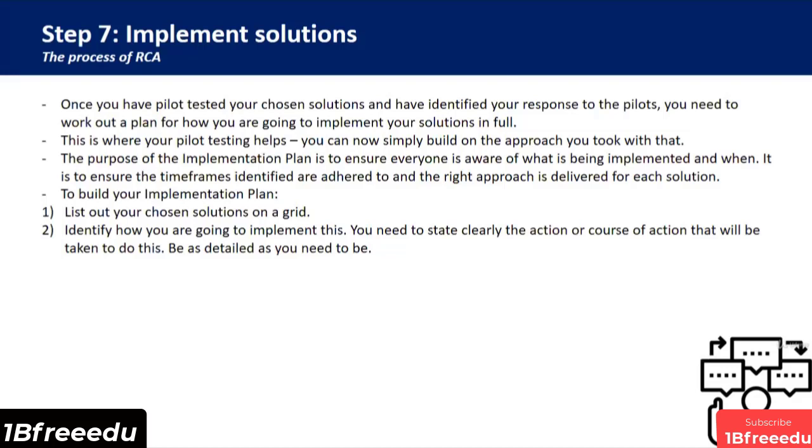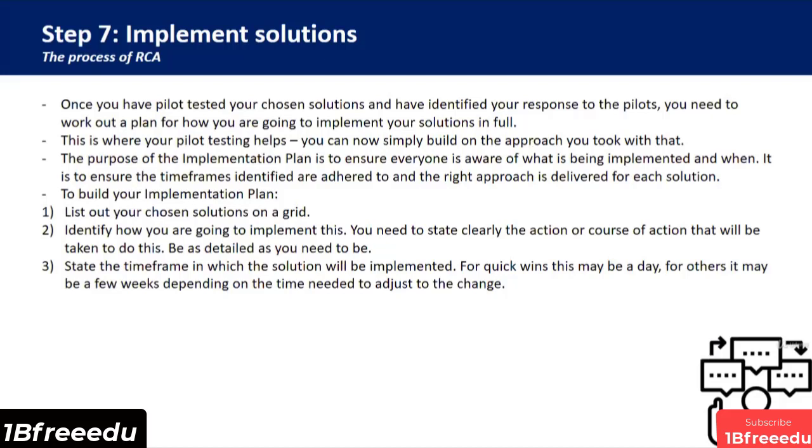So you need to state clearly the action or course of action that will be taken to do this. And you need to be as detailed here as you need to be. So it can be the case that you can go into real detail around this as to how you're going to actually do this. Or if your leaders want 1 or 2 lines to be quite specific and succinct around what you're doing, that is fine. Again, this is what you need in terms of information.